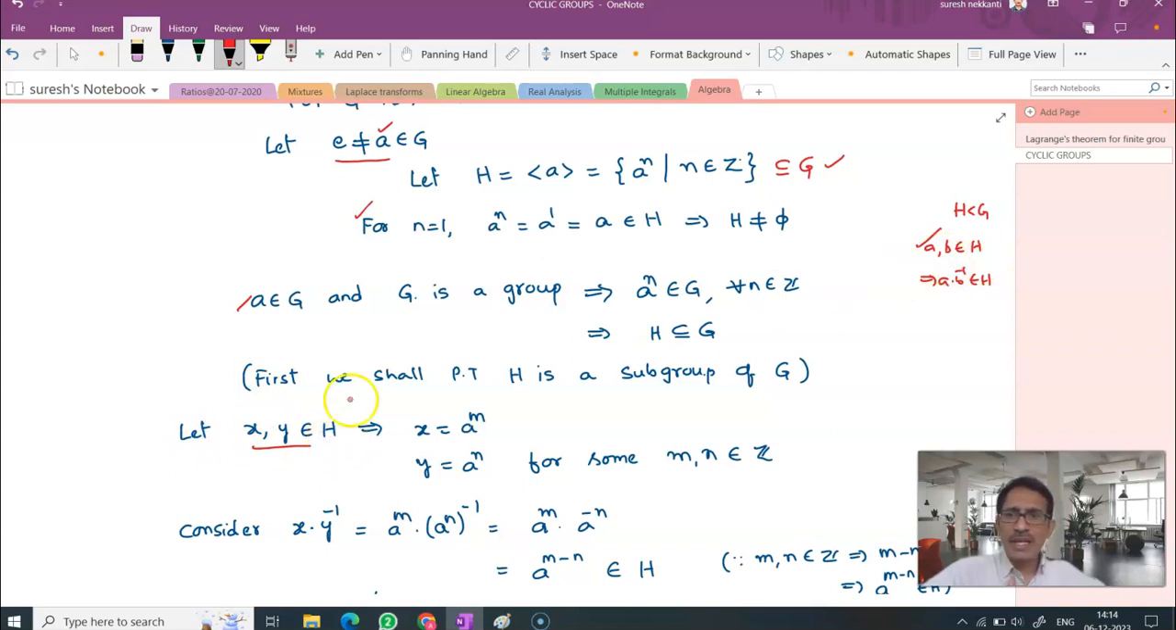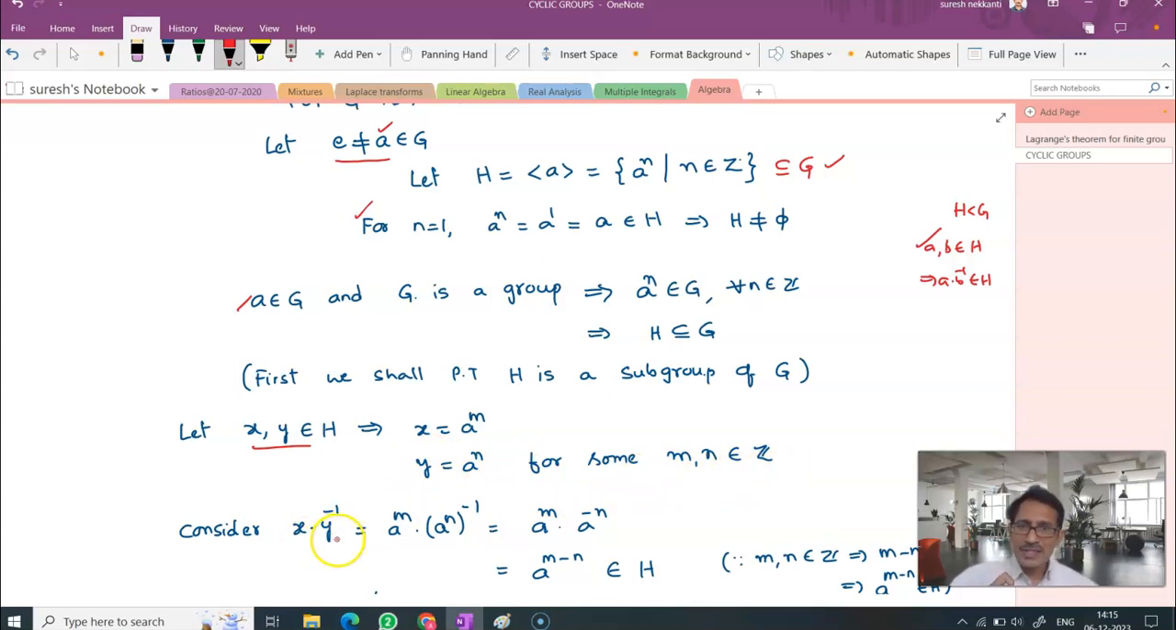Instead of A, B, I have considered X, Y because we have already used A here. Now, X is some power of A, because what is H? After all, H is the set of all powers of A. So if X is in H, X is also some power of A, and Y is also some power of A. So X is equal to A power m, Y is equal to A power n, for some m, n belonging to Z.